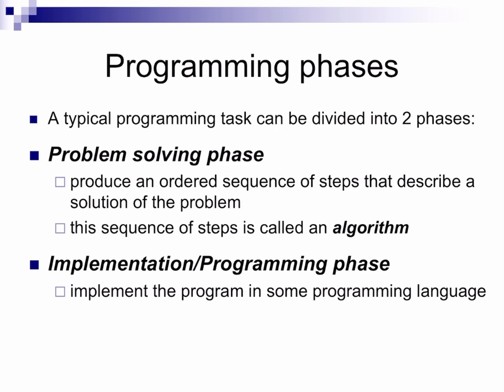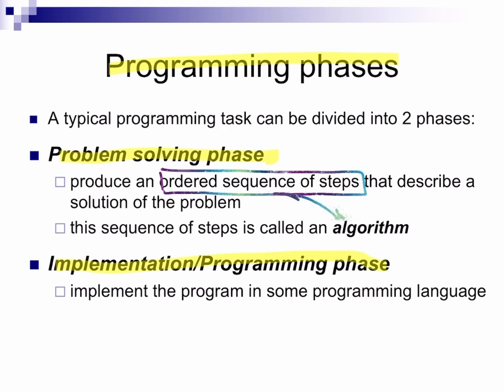So what are the programming phases? There are two programming phases, which are the problem-solving phase and the implementation programming phase. So what is the problem-solving phase? It's an ordered sequence of steps that describes a solution of a problem, and that step-by-step sequence is called an algorithm.